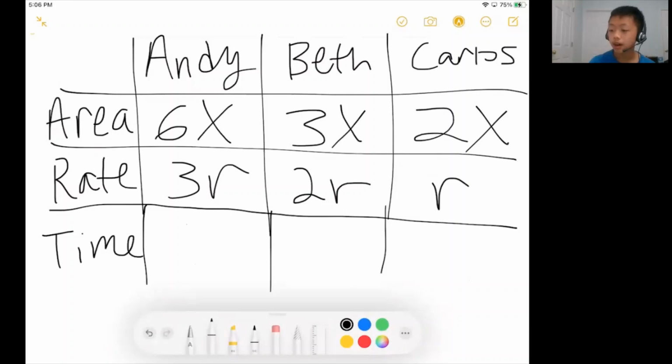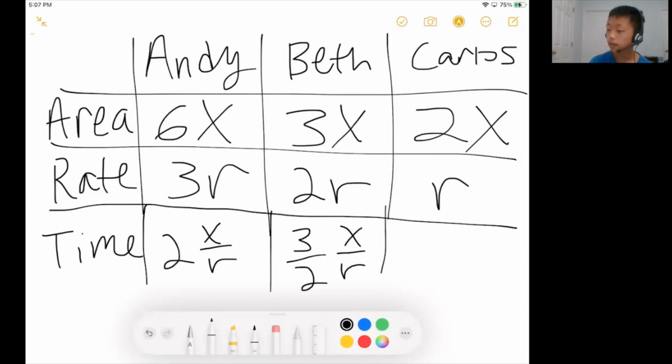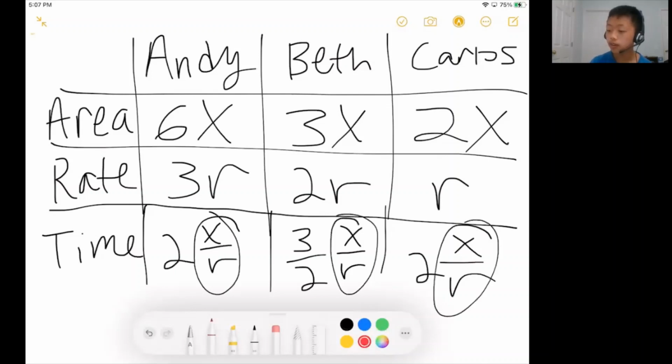So in this case, it'll take Andy 6x over 3R amount of time to mow the lawn. So you get 2 times x over R. And for Beth, you do 3 over 2 times x over R. And then for Carlos, you get 2 times x over R. So notice that they all have x over R in them, so we can disregard them. We can just look at the coefficients 2, 3/2, and 2.